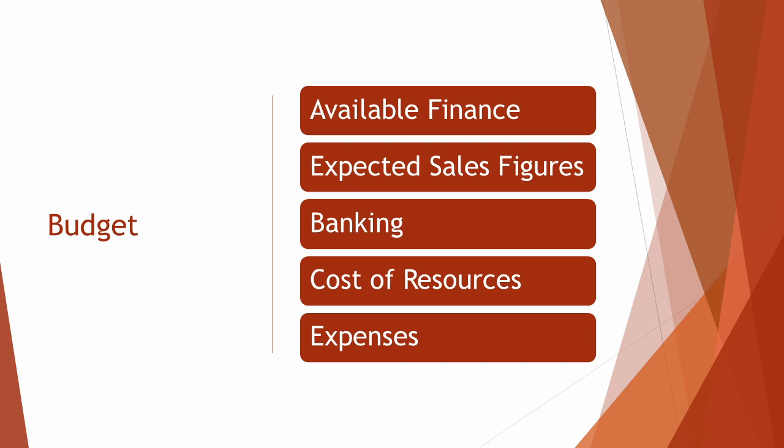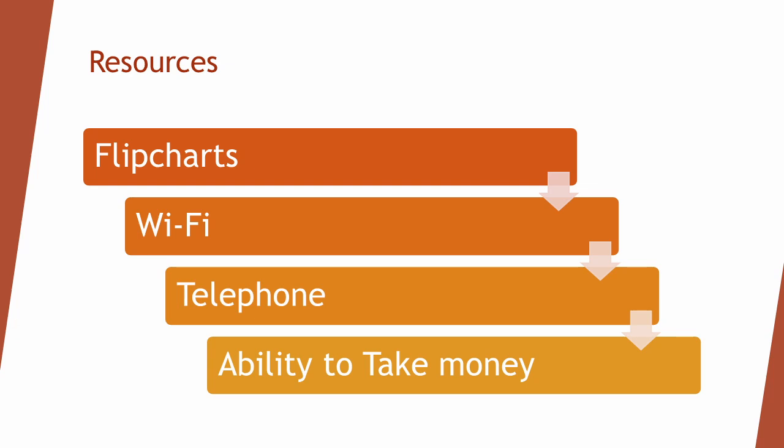The cost of resources must be considered, as it affects how funds are allocated and whether the event can operate efficiently. Expenses such as venue, catering, staff, and travel must be considered, as they often make up the largest part of the budget and must be managed carefully. Resources must be considered, as they ensure the event can run smoothly and meet participant needs.